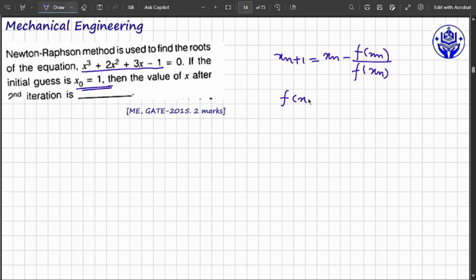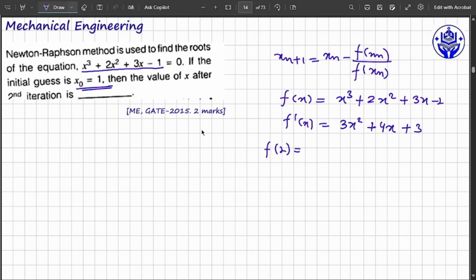So basically the function is given here, x cube minus 2x square plus 3x minus 1. Oh yeah, it is plus. So f dash of x is nothing but 3x square plus 4x plus 3. So f at 1, after second iteration, it is saying after second iteration.